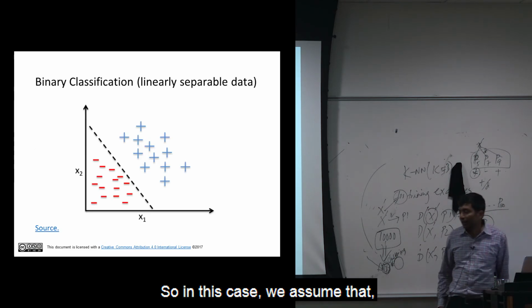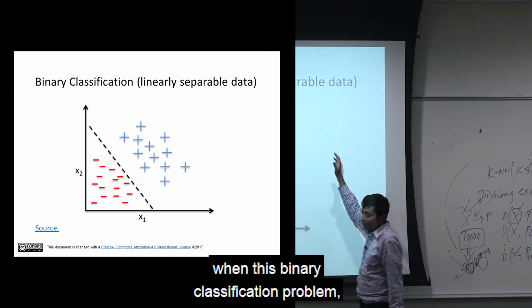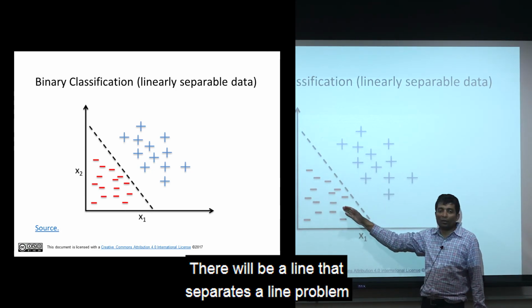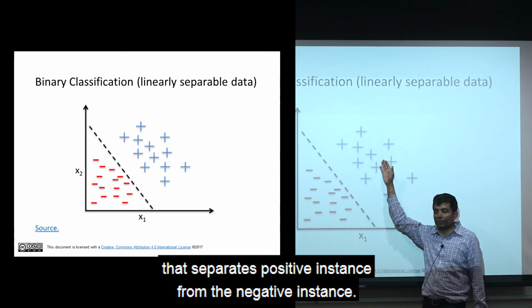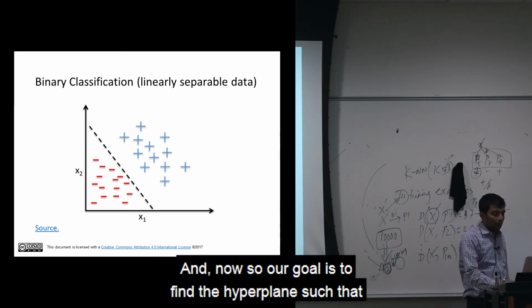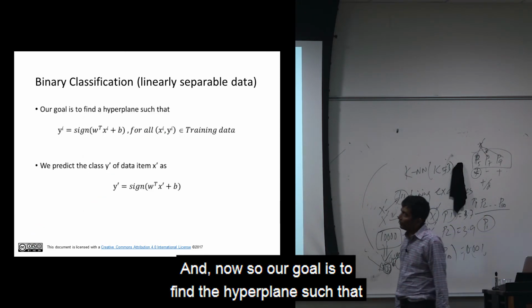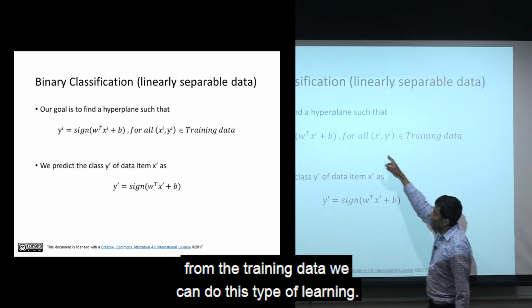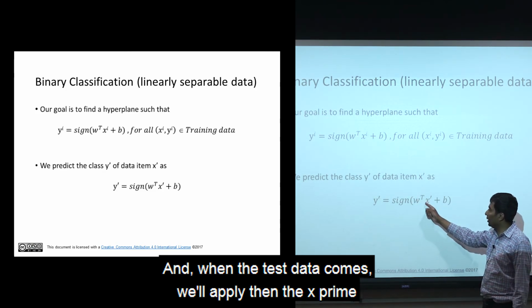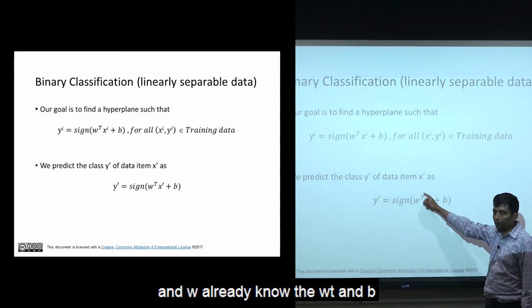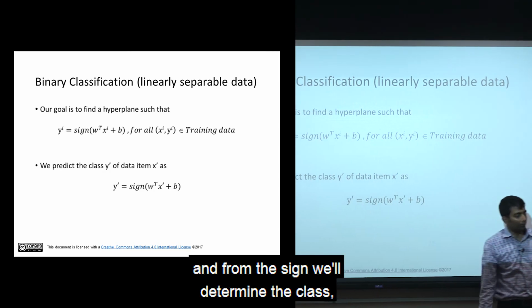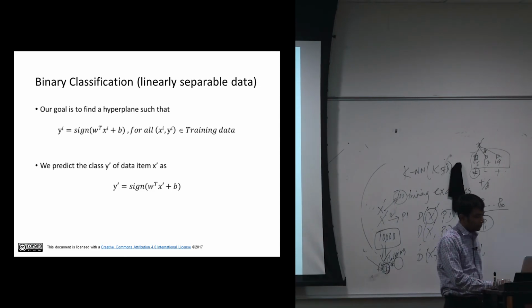So in this binary classification problem, we assume that the data will be linearly separable. There will be a line, or hyperplane, that separates positive instances from negative instances. Our goal is to find the hyperplane from the training data. When the test data comes, we will plug in the x prime, and we'll already know the w transpose and b. From the value we get, the sign will determine the class label, whether it's a positive class or negative class.